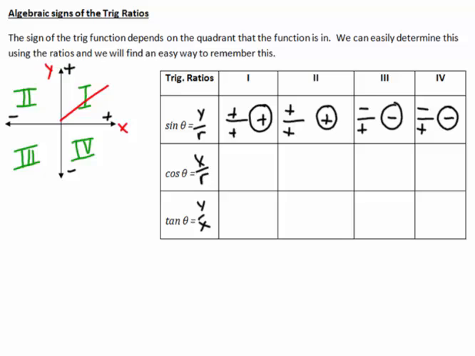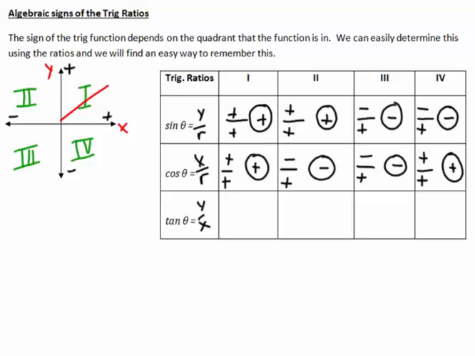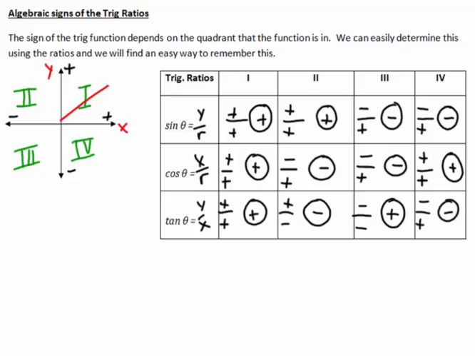Now pause the video and see if you can do the other trig ratio signs for cos and tangent. So there's the solution for cosine. Cosine in quadrant 1 and 4 is positive. In quadrant 2 and 3 it is negative. If you haven't finished the tan, again, pause the video and do tan. And there's our values for tan. In quadrant 1 and 3, tan is positive. In quadrant 2 and 4, tan is negative.